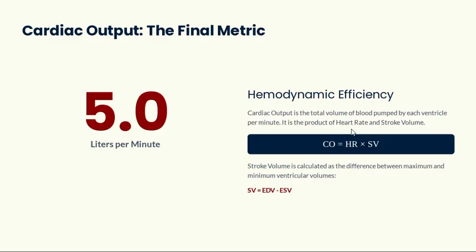The hemodynamic efficiency, which is the cardiac output, is the total volume of blood pumped by each ventricle per minute. It is the product of the heart rate and the stroke volume, as you can see here. And the stroke volume is calculated as the difference between maximum and minimum ventricular volumes.